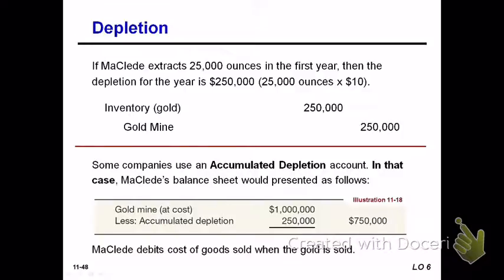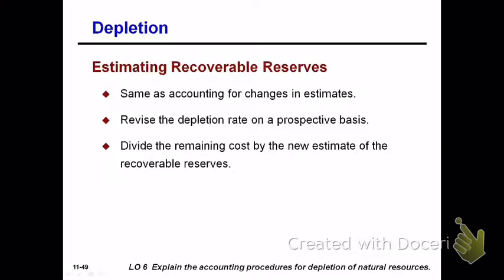So one way they can do this is put it into inventory, because now they have gold to sell, and decrease directly the value of the natural resource. The other way they can do it is, again, debit inventory and record an accumulated depletion account. And then they show the original cost and how much of it has been extracted or processed to date. So that might be the way they decide to record it.